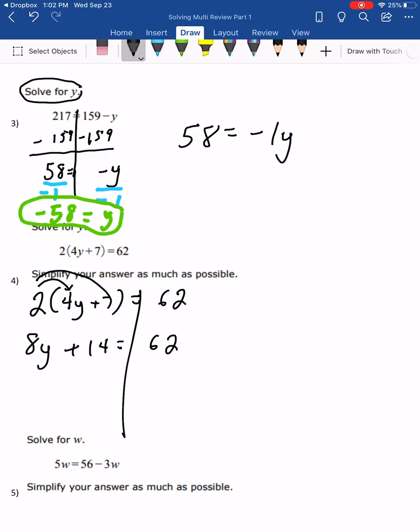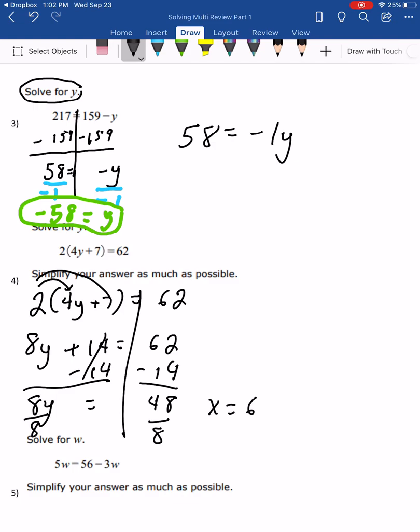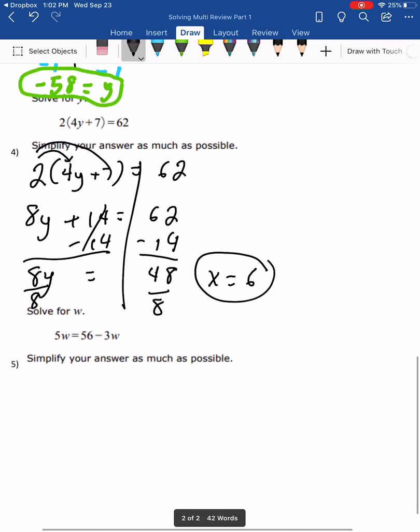Step 2, like terms, don't have any. Step 3, add or subtract. So we can subtract the 14. 8y equals 48. And last step, we'll divide by 8. And y is 6.